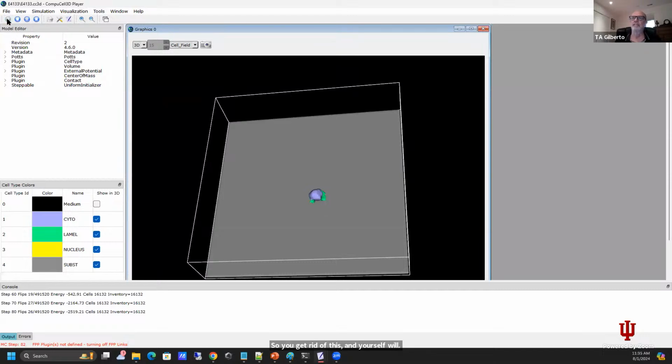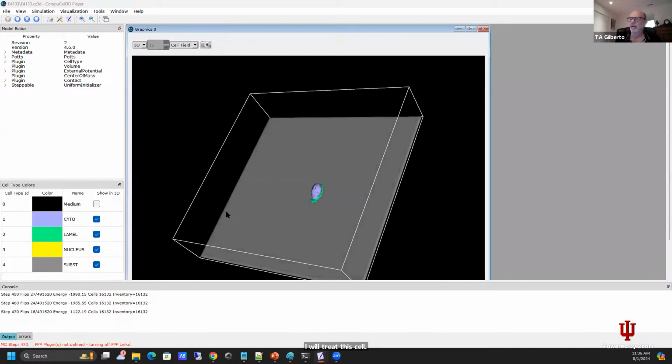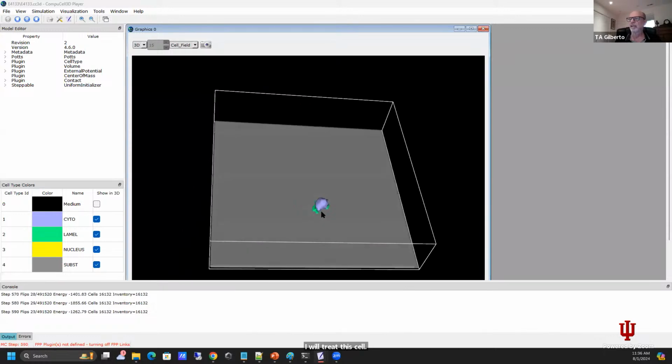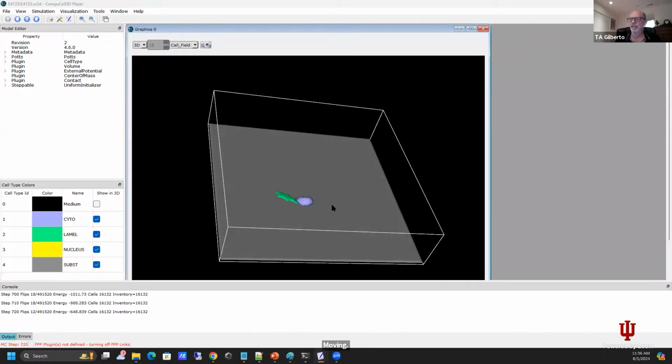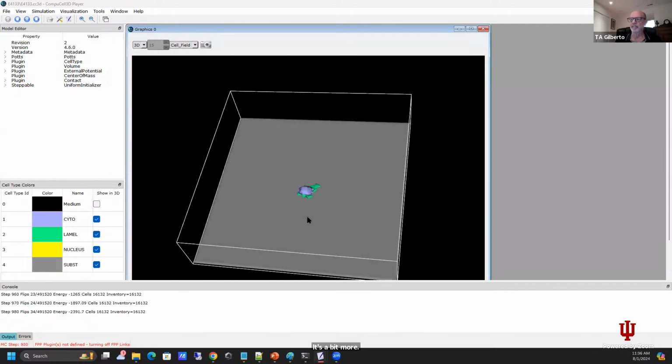Okay, so let's play. See, this is our 3D cell moving in the same way as before. It's a bit more complicated to adjust the parameters, as I said, because the lamellipodium is too thin. It has little contact between them. See, this is the problem that you have when your energies are not so well adjusted. The lamellipodium escapes from the cell.